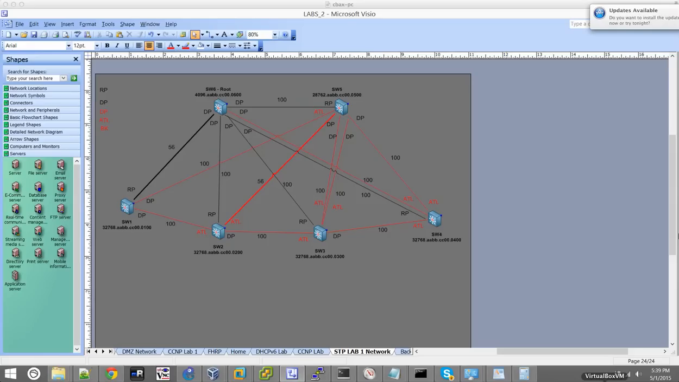Some of the information that I would recommend grabbing before you start: make sure you grab your interface cost, your port IDs, your bridge IDs. With that information, that should be enough to figure out what a spanning tree topology looks like when you're getting into a network.